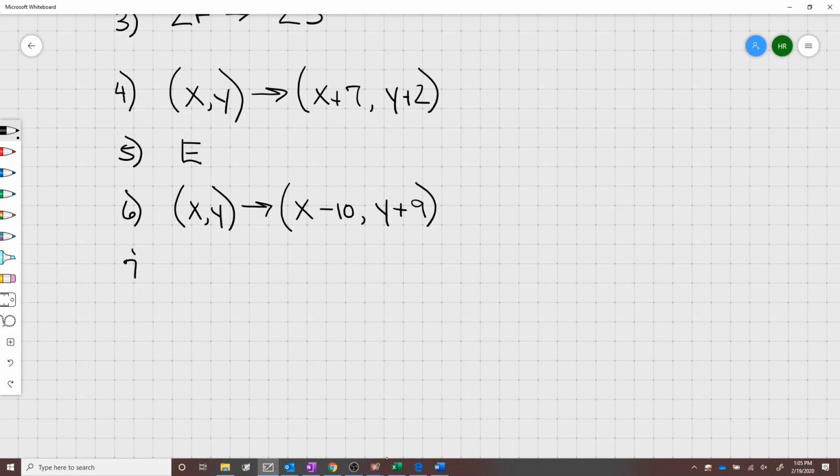And number 7. Use the translation rule to describe the translation that is 5 left and 7 down. So that's for every x, y, we're going to move it 5 left, that's x minus 5. And 7 down, that's y minus 7.